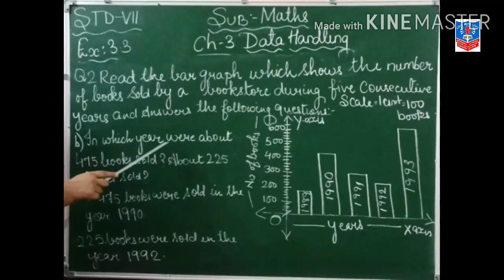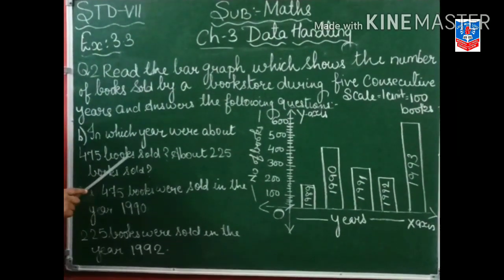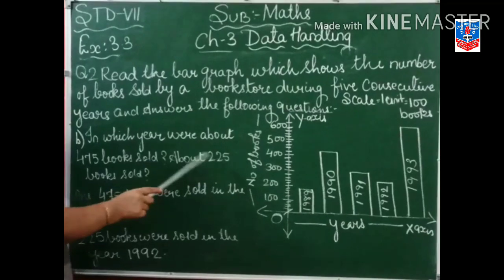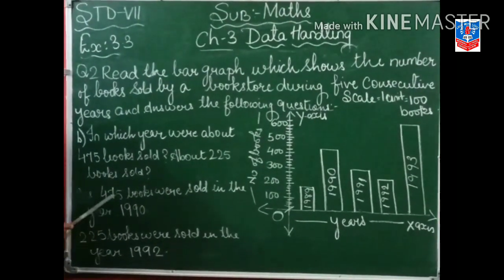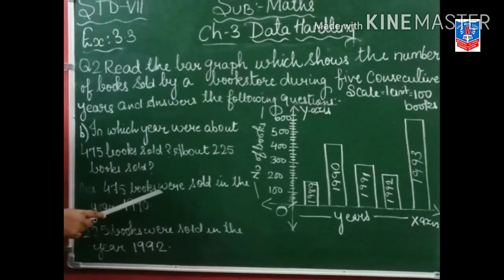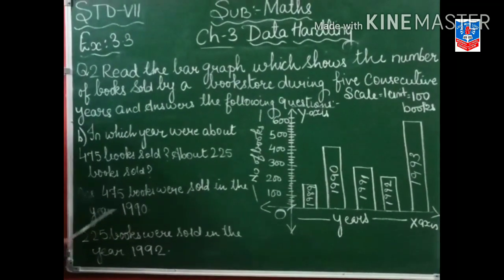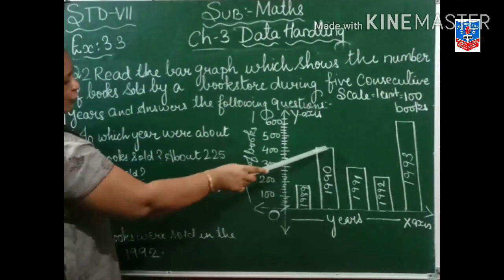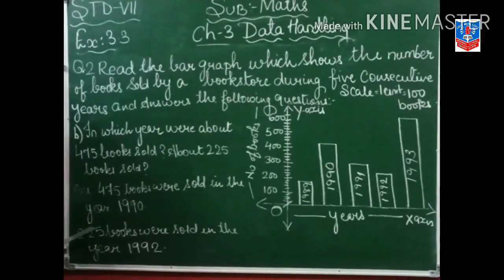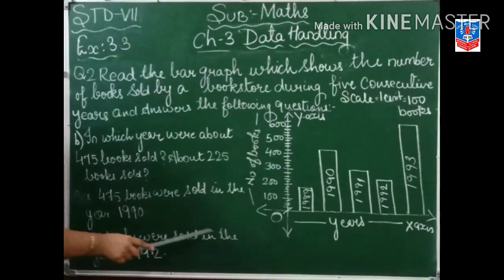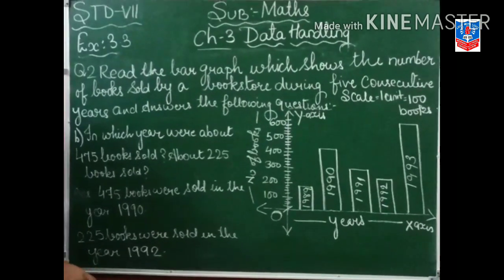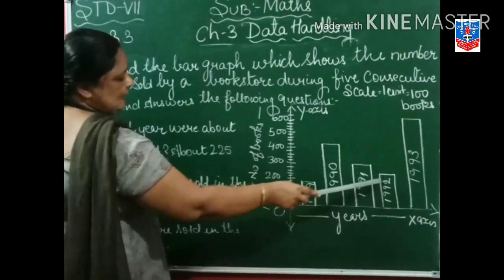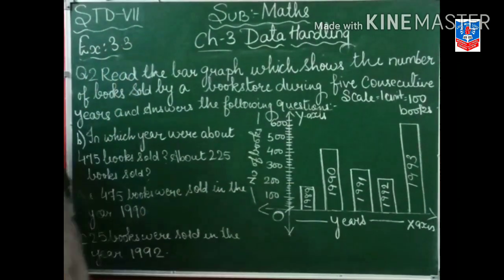In which year were about 475 books sold? Now 475 books were sold in the year 1990. See here, 400 and here it is 475. 225 books were sold in the year 1992. See, this year.